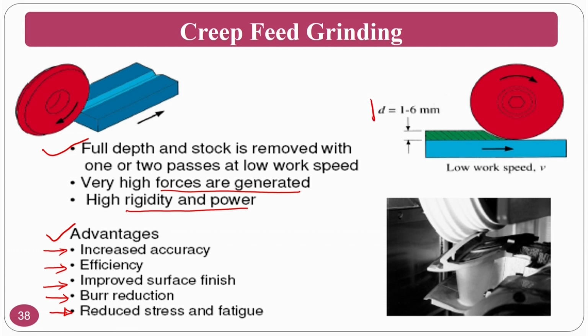Normally, if you see here, the depth of cut is 1.6 mm in one go. In normal grinding wheels, it may not be sustained. For this purpose, you need to have specially high strength grinding wheels.